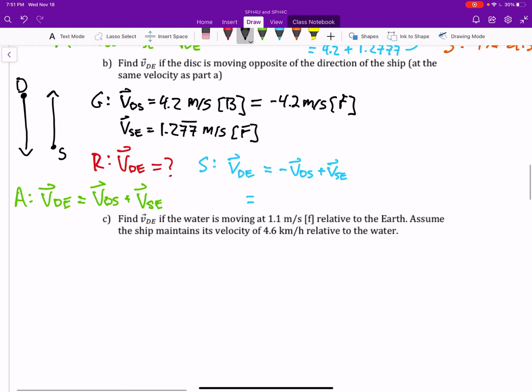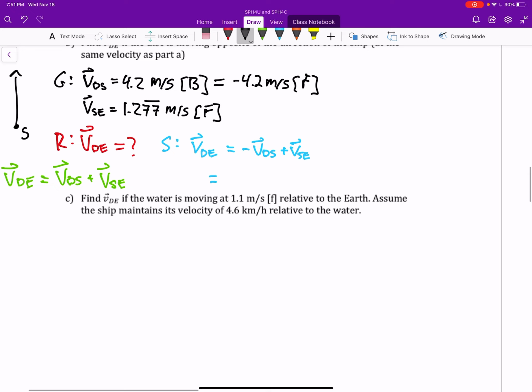So that's all we've done in this. Now, showing you the example in the given step here is fine, but just make sure that you don't do the negative twice. So putting the negative in front here is all I need to do. The given here is I'm just showing you how that works. So what this ends up being is negative 4.2 meters per second, plus 1.277 repeating.